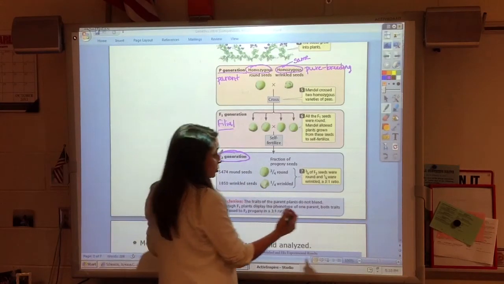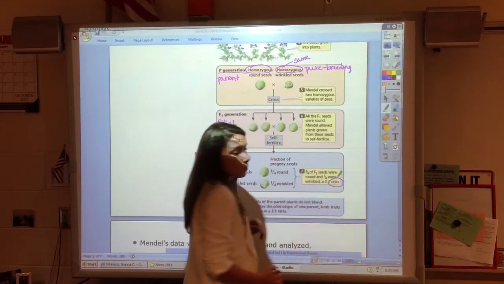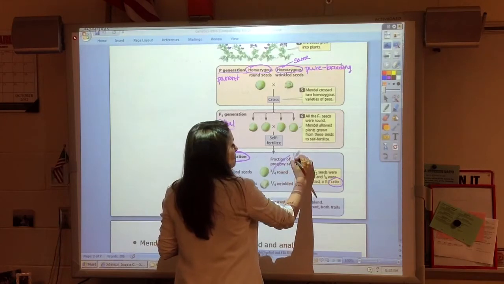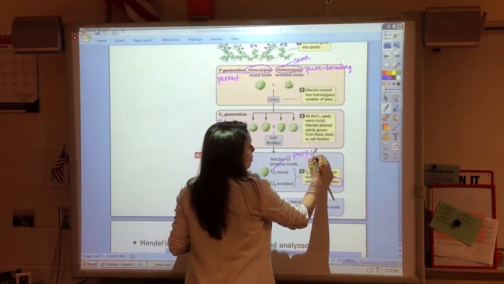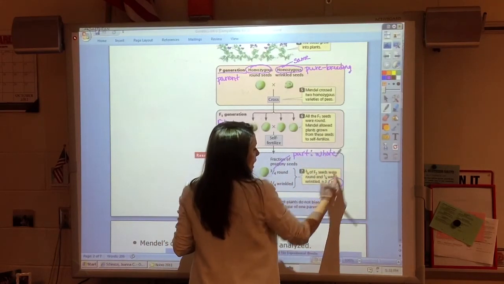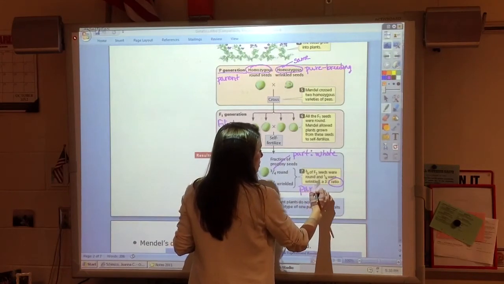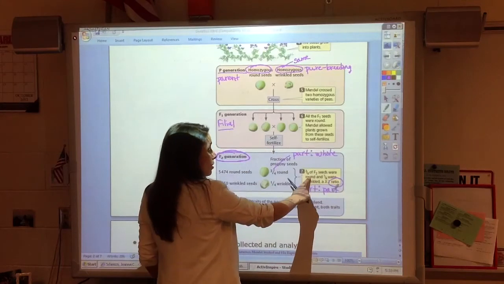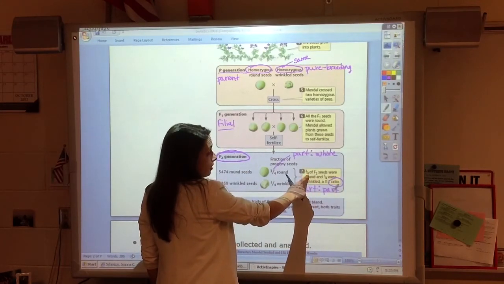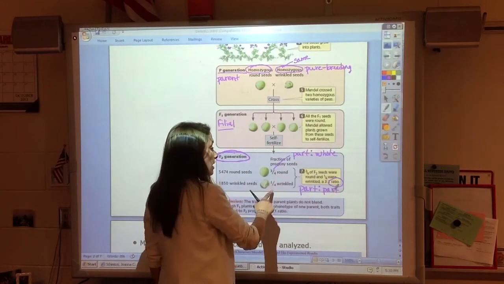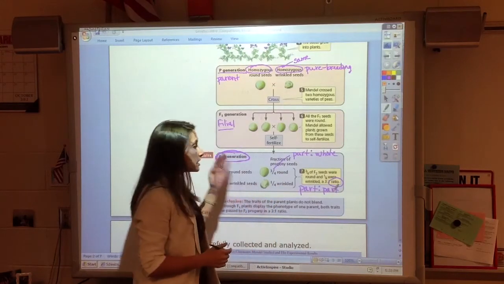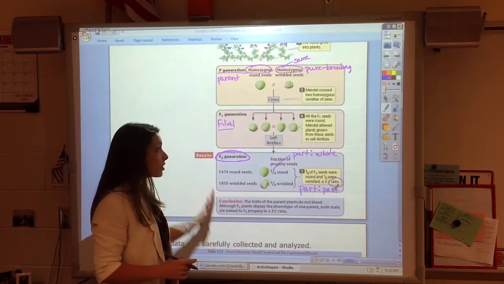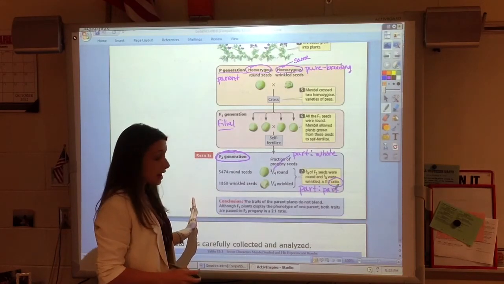And so the ratio, this is a really important word as well, right? We can all do fractions. We know that a fraction is part compared to whole. A ratio is part compared to part. So round is 3 out of 4, but that's 3 round for every 1 wrinkle. And this is an estimation. You'll notice this is not exactly a perfect number. This is actually some of Mendel's data.